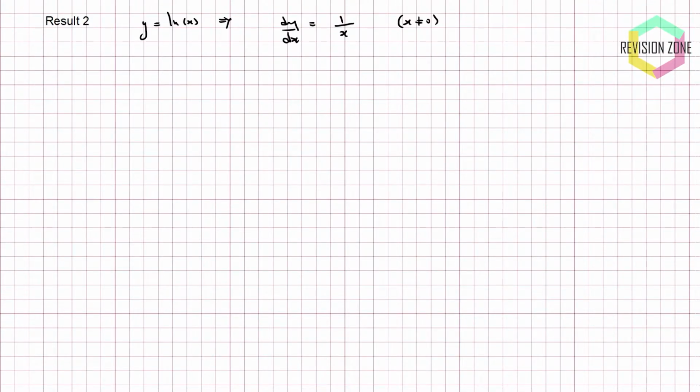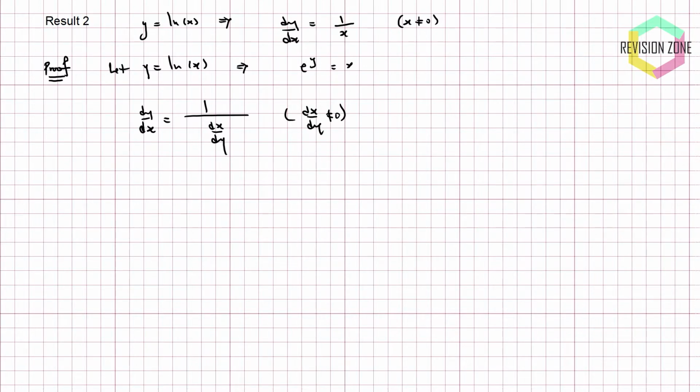So let's take a look at result 2. Result 2 is going to allow us to differentiate natural log functions, and we can jump straight in with a solution. Let y equal log x. Then I'm going to use the statement we worked out before, that dy by dx is equal to 1 over dx by dy, where of course dx by dy better not be 0, because otherwise this thing's not sensible. Since y equals log x, I can take exponentials of both sides and say e to the y is equal to x.